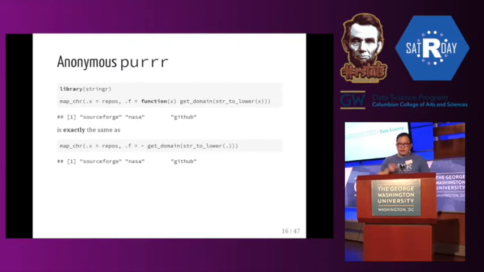This notation of function(x) getDomain(str_to_lower(x)), that's such a common idiom that you can rewrite the exact same thing with the formula notation. So the thing on the bottom is really exactly the same thing as the one above. So if you start seeing tildes in the middle of a dplyr pipeline, that's really what it's doing when it's calling purrr.